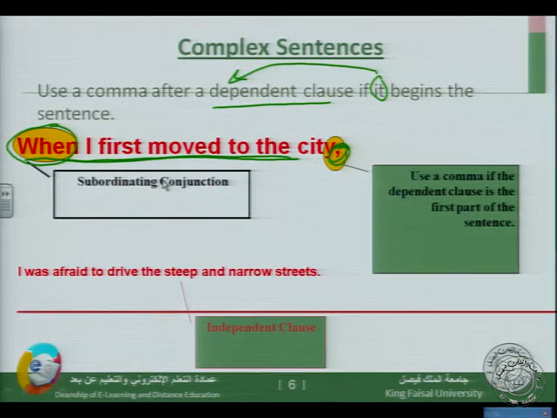هذه قاعدة. الكوما جزء من القواعد, لا تستهينوا فيها. So you need to use a comma if the dependent clause is at the first part of the sentence. When I first moved to the city, I was afraid to drive the steep and narrow streets. هذه بنسميها independent clause. فيها subject وفعل، وفاعل وفعل.